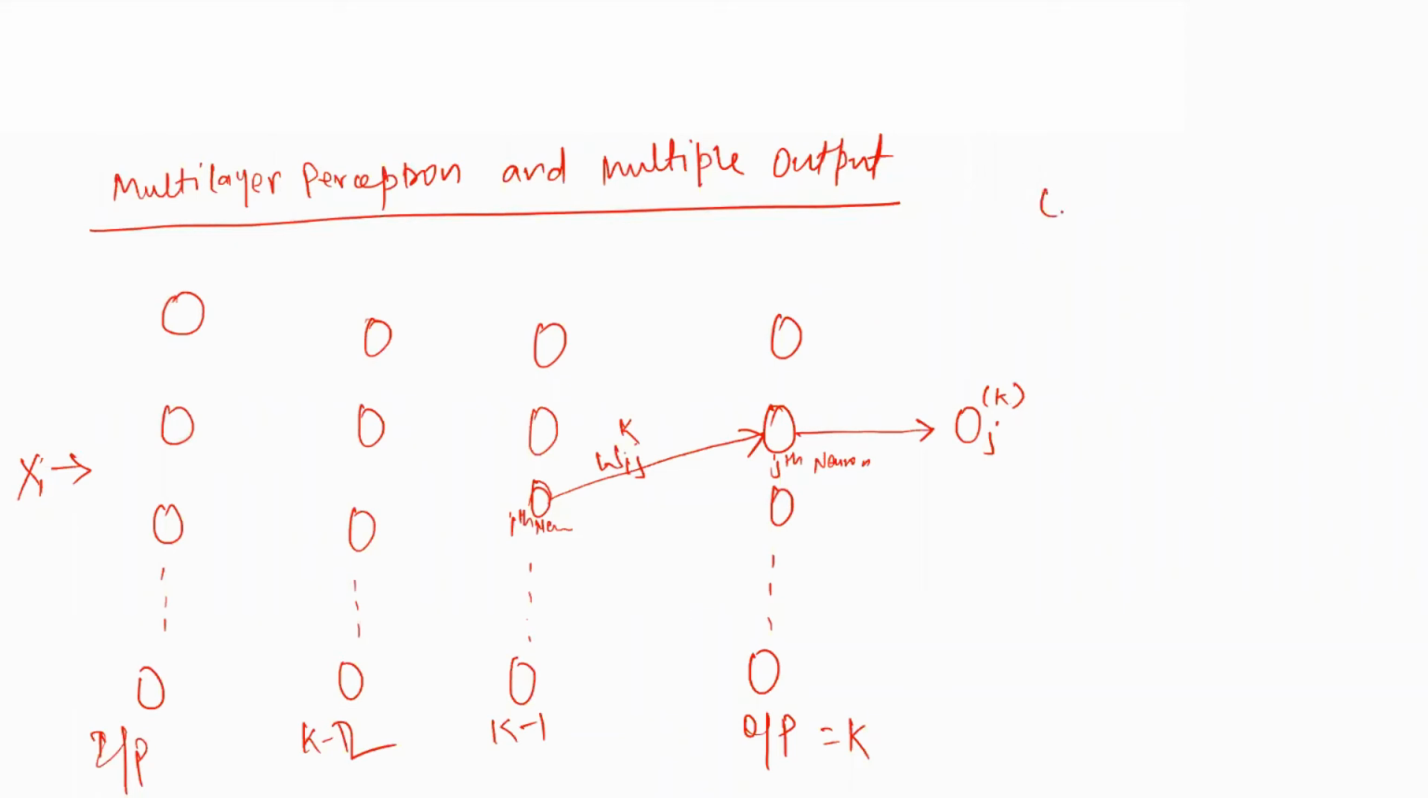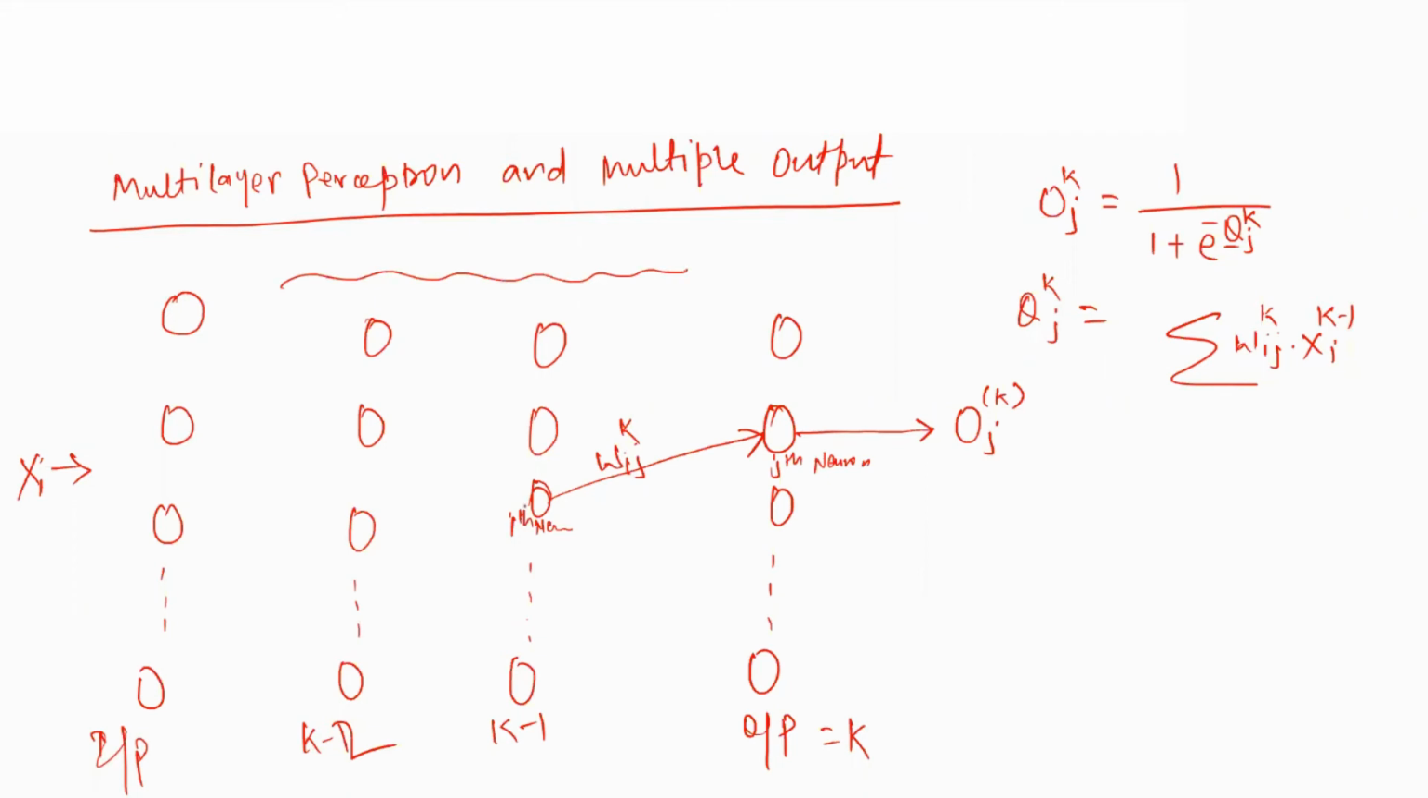And here also this output at the jth neuron in the kth layer is given as 1 divided by 1 plus e to the power minus theta in the jth neuron for the kth layer. If you simplify, this theta j in the kth node is given as summation of wij in the kth node multiplied by xi in the k minus 1th node, because we are having multiple layers in between. So we are actually interested in these feature vectors. This will be my feature vector for the next output layer.